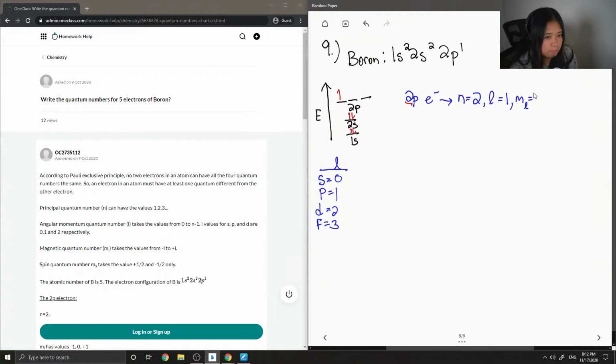Our ML is equal to -1, since the electron that is in that orbital, there's only the 1. And for the spin, you'll see that it is going up. So MS will be +½. Okay, so now let's look at the electrons in 2s.